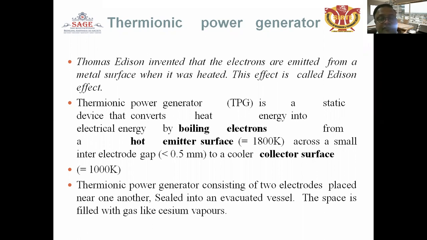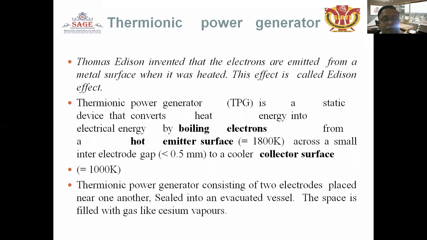Thermionic power generator, that is a static device that converts heat energy into the electrical energy by boiling electrons from a hot emitter surface across a small inter electrode gap, that is less than 0.5 mm, to a cooler collector surface at about 1000 Kelvin. So the emitter surface, where the electron is passing through, or where the energy will be emitted from the hot surface, is at a temperature of 1800 Kelvin.